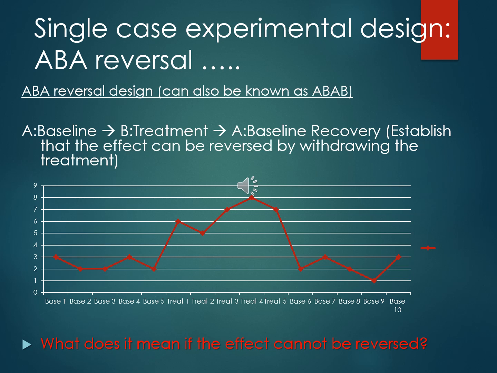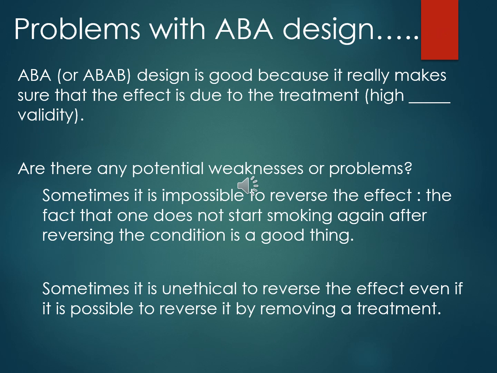So what is the concern? However, there is a concern with the ABA reversal design, which we will talk about in the next slide. One critical concern or limitation of the ABA reversal design is its assumption that in order for the observed effect to be due to treatment, the treatment effect needs to be reversible. This means if you withdraw or reverse the treatment, the effect of the treatment should disappear.